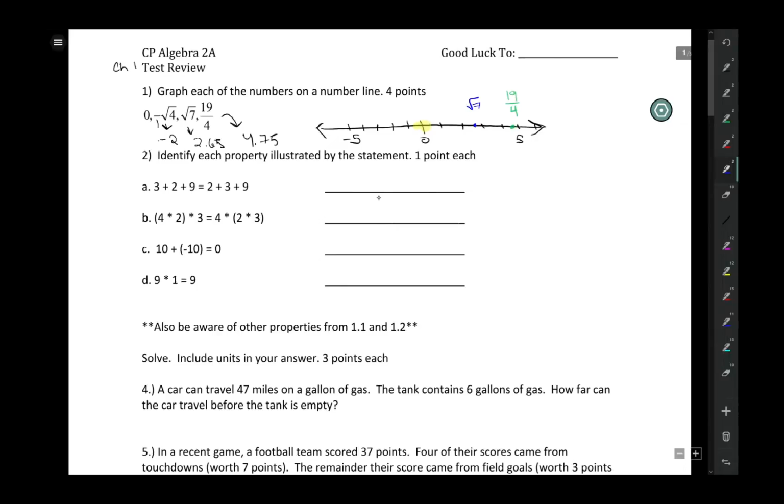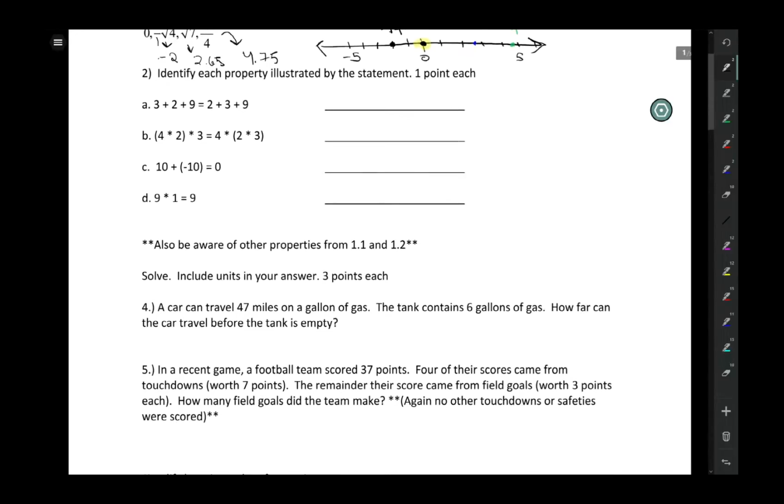And that again is the square root of 7. And negative 2, negative square root of 4. And of course, 0. Make sure you make your points. And that's all there.